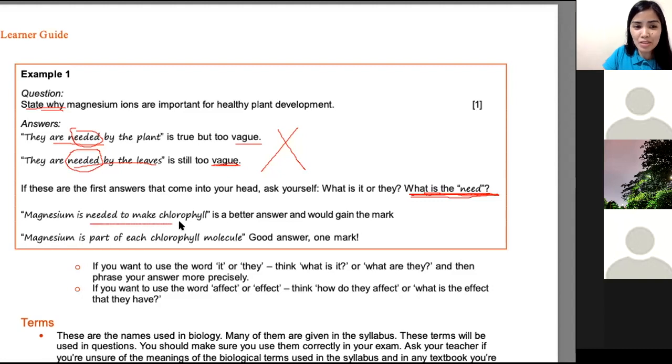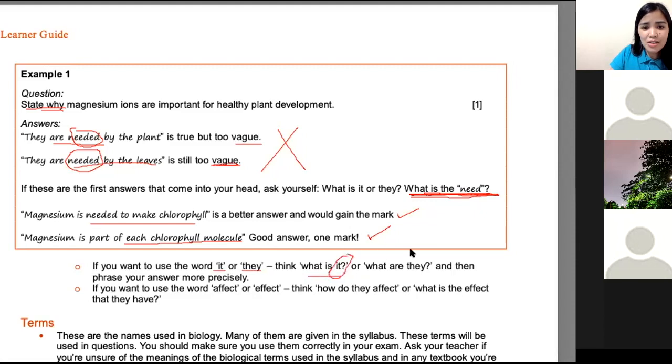So, these are the suggested answers, guys. Magnesium is needed to make chlorophyll. So this is now specific. Magnesium is needed by plants or by the leaves to make chlorophyll. Or you can also say magnesium ions are important for healthy plant development because they are part of each chlorophyll molecule. This will also gain you a mark. Again, just be specific. I always tell you this. Be specific. If you want to use it or they, think what is it.